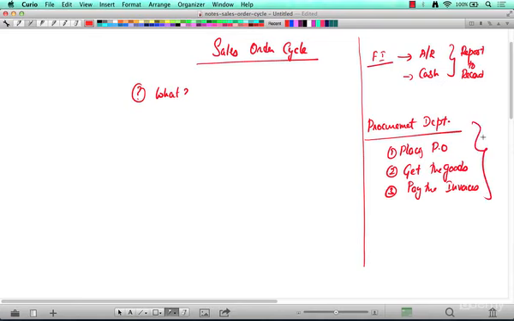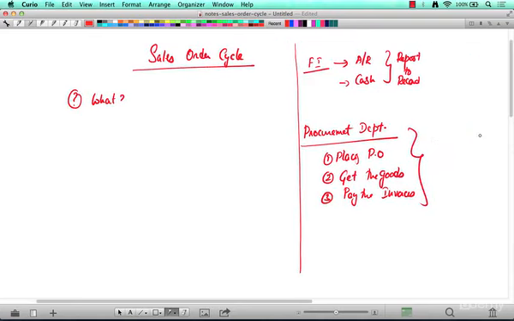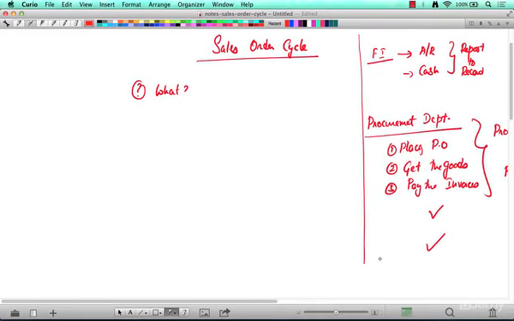This cycle is called procure to pay, or P2P. So similarly, there are different business cycles followed by the different departments. Now, what about the sales department? The sales department also follows a cycle. It's called the sales order cycle. There are some variations to it, slight minor variations. I'm going to talk about those variations when we come to the respective parts.